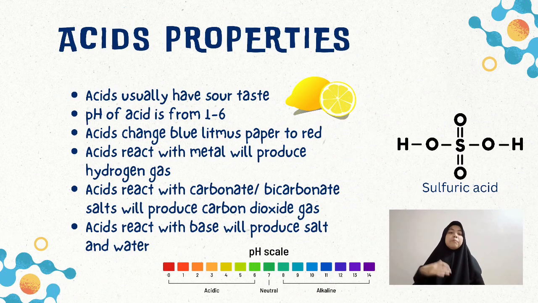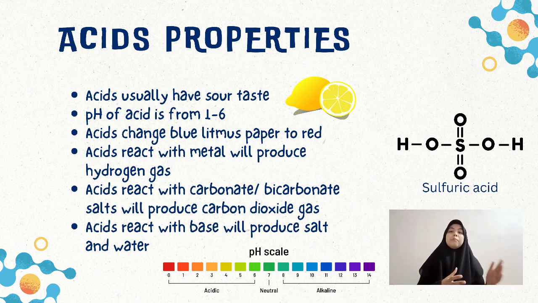First of all, let me introduce a bit about acid properties. Acid usually has a sour taste, for example, lemon. The pH of acid is from 1 to 6. Acid will change blue litmus paper to red. Acid reacting with metal will produce hydrogen gas. For example, the acid is HCl and the metal is zinc, which will produce zinc chloride and hydrogen gas.